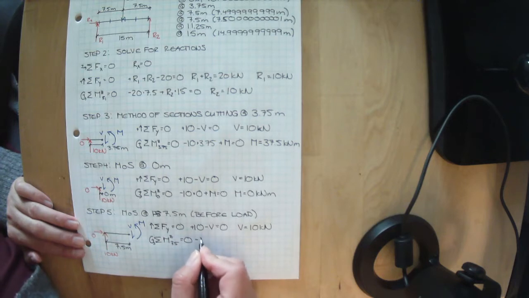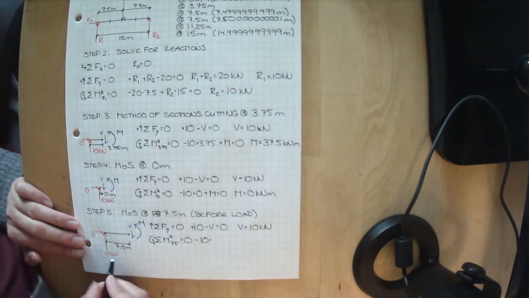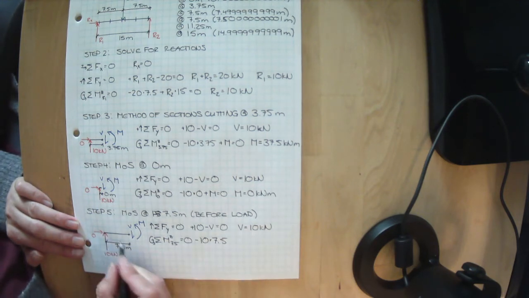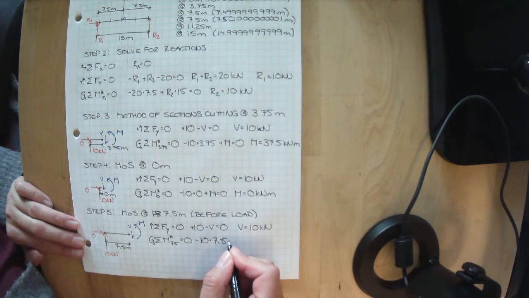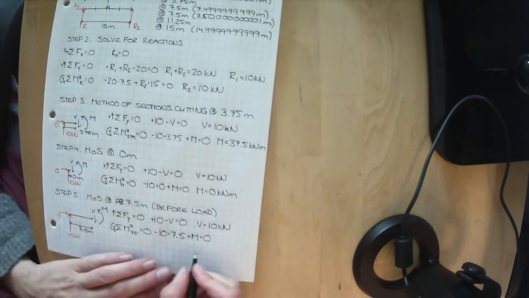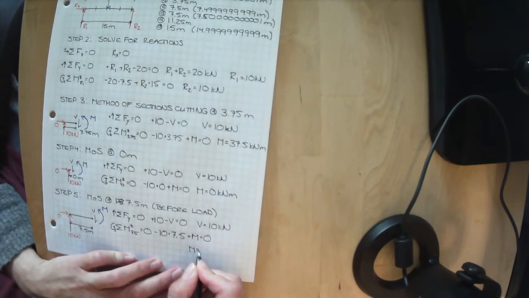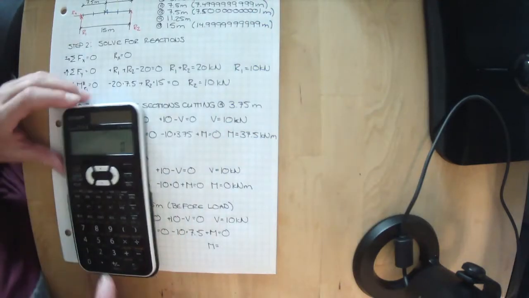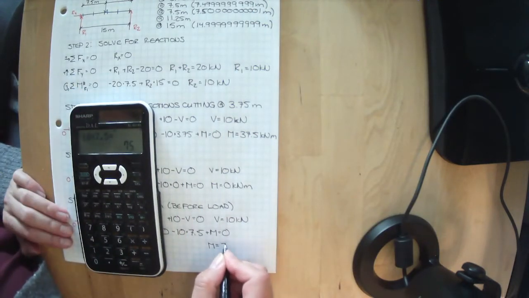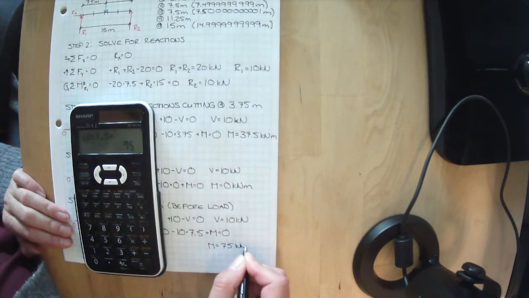So minus 10 kilonewtons times, to be a moment, we need a force and a distance. It is 7.5 meters away. The only thing causing a moment on this is the unknown moment, which we've drawn in the positive direction. We can rearrange this, and we can solve for a moment of 10 times 7.5 equals 75 kilonewton meters.